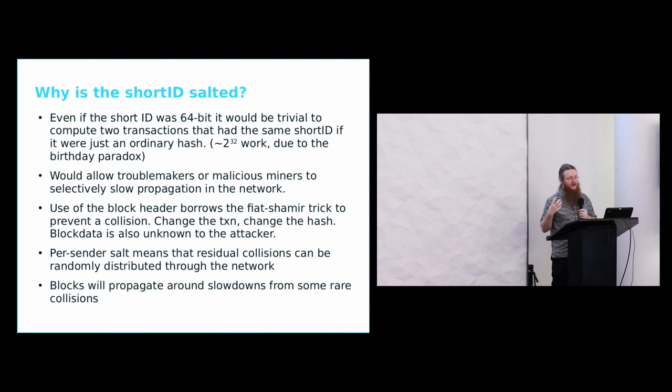So in the compact block scheme, this short ID is salted using the block header of the block that found it, which obviously an attacker is not going to know when they announce their transactions to the network. This block hasn't been found yet.